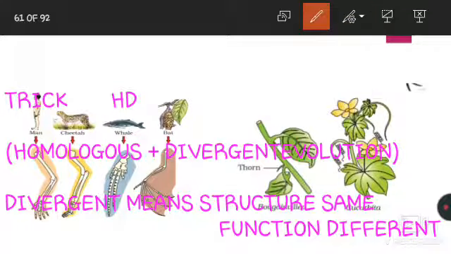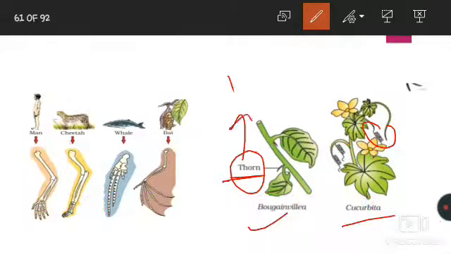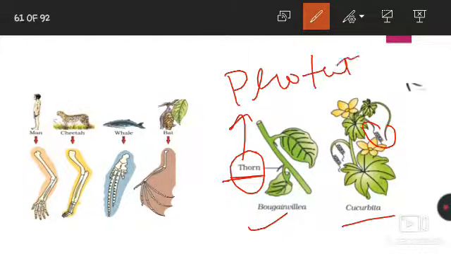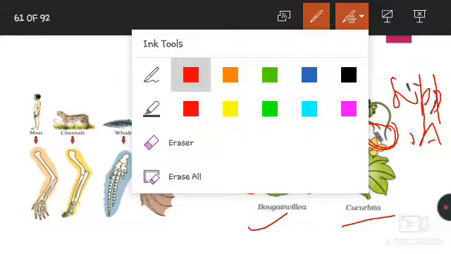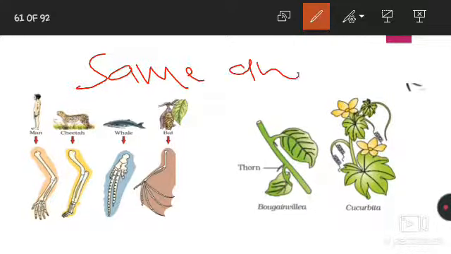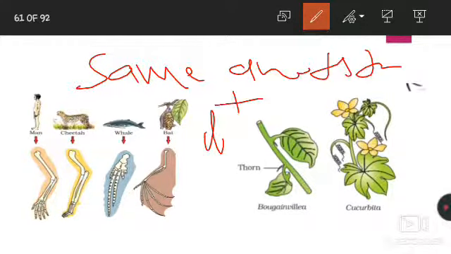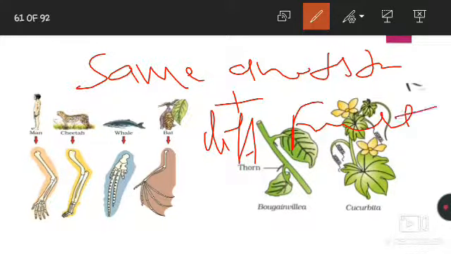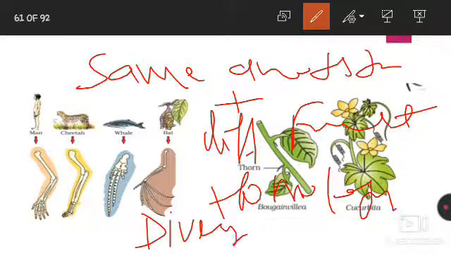As you can see in the next example, the thorn of bougainvillea and the tendril of cucurbita are given. So structure is same but function is different. In one, the function is protection and in the other, the function is support. So homologous structure means they have the same anatomical structure but different function. They show homology. Example of divergent evolution.